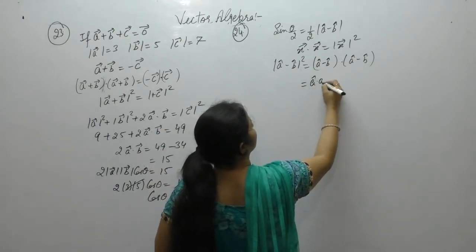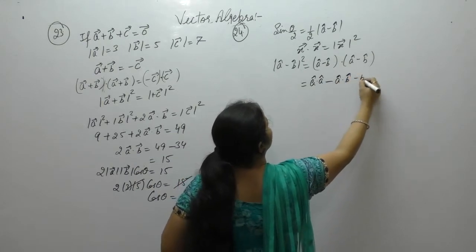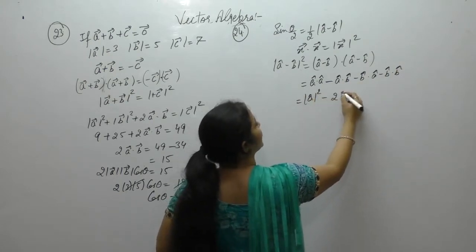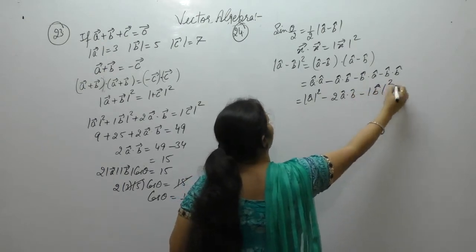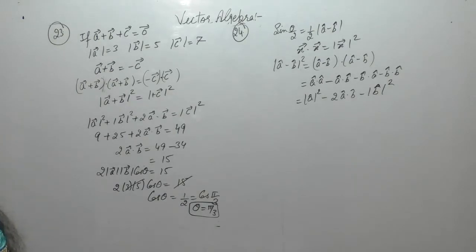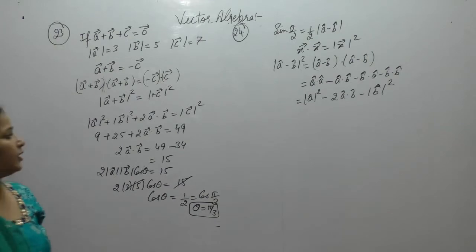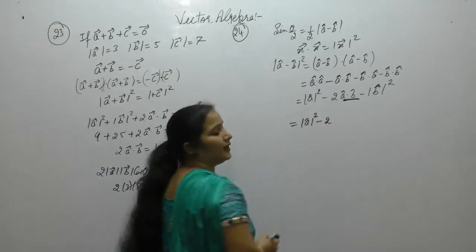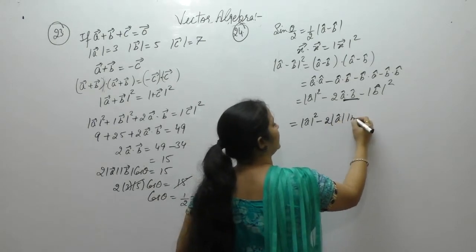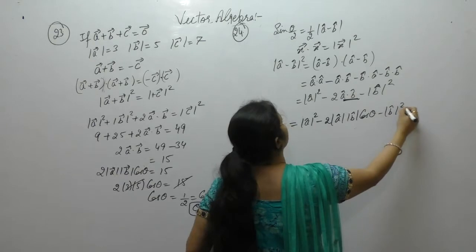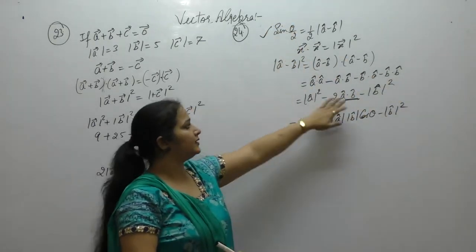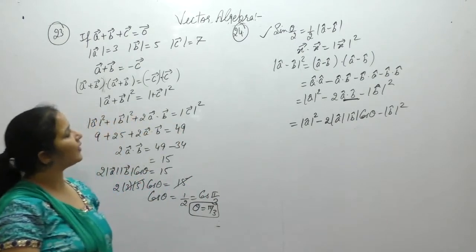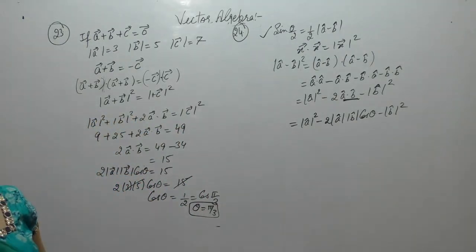A cap dot a cap, a cap dot b cap, b cap dot a cap, minus b cap dot b cap. Magnitude of a cap square, 2 times this, minus magnitude of b cap square. Now a and b. Now for this a dot b we will use the formula: a dot b is equal to magnitude of a magnitude of b cos theta. Because we want to prove this, here the angle is included, therefore instead of a dot b of unit vectors we write this formula. Now we want to prove that sin theta by 2 is equal to this.